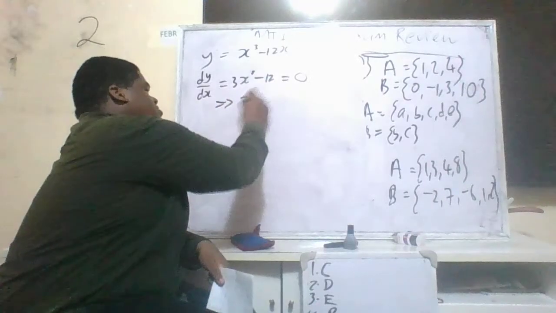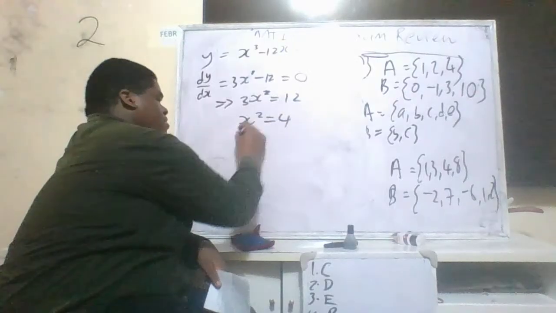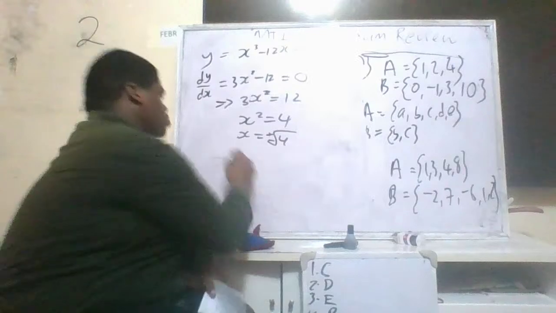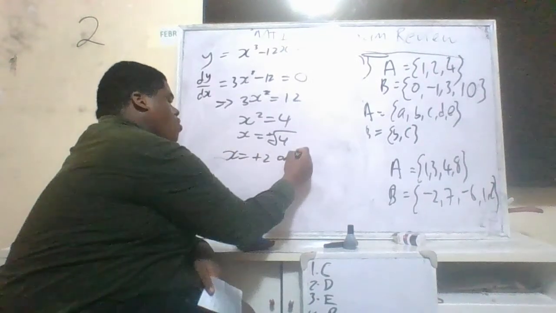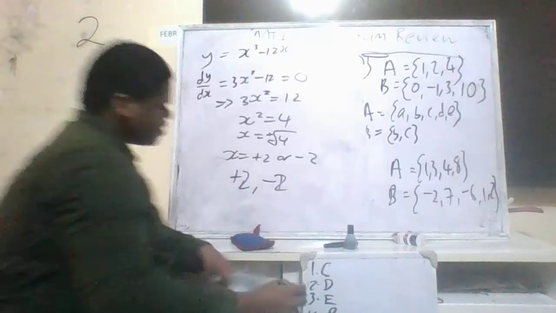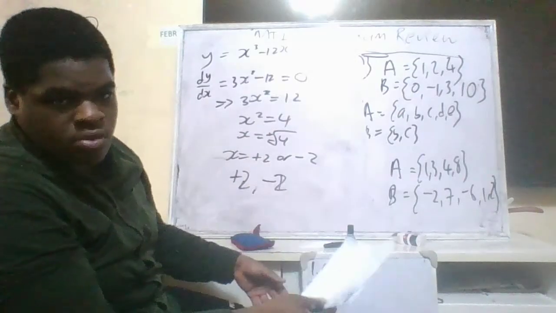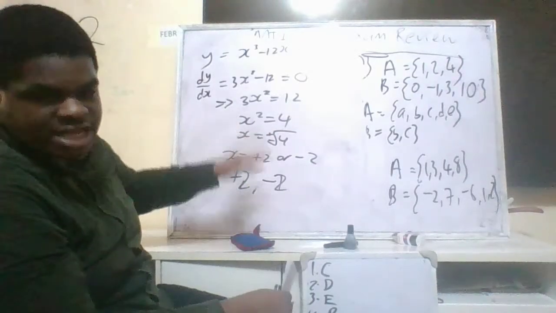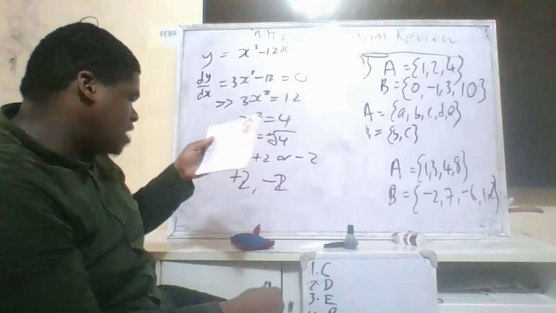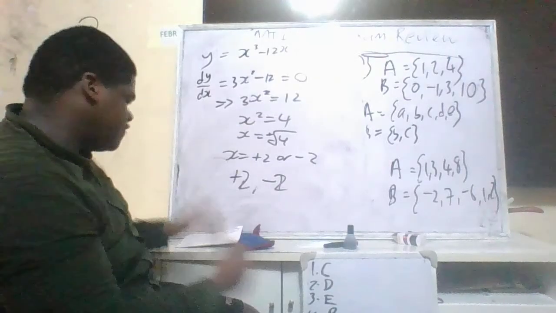So you have 3x squared minus 12 equals 0. This implies that 3x squared is equal to 12. That means x squared is equal to 4, so x is equal to the square root of 4, plus or minus. So x is going to equal plus 2 or minus 2. They don't specify which one is the maximum or which one is the minimum, but at these 2 points, you have the extreme values. One of them will be the maximum point, one of them will be the minimum point. And that corresponds to option E, negative 2 and positive 2.